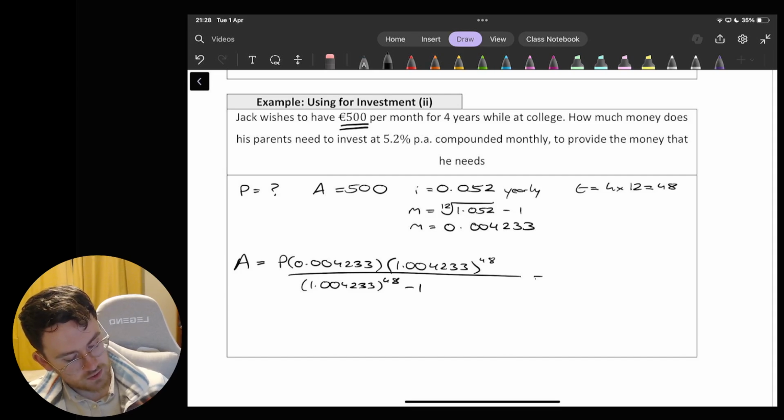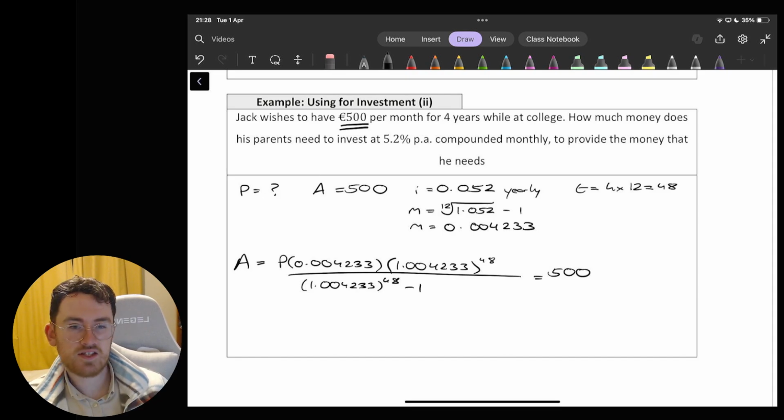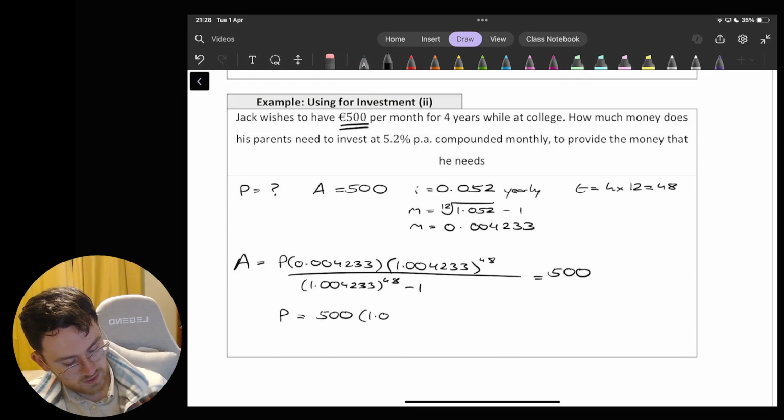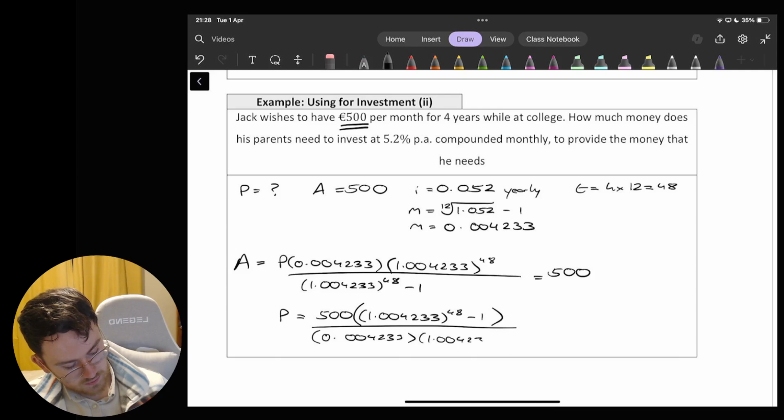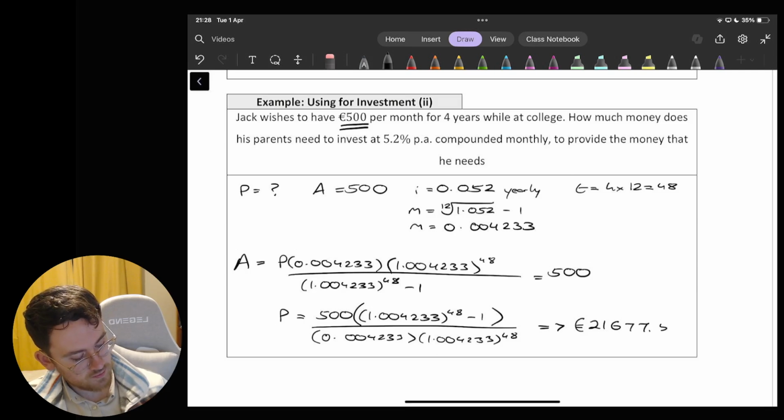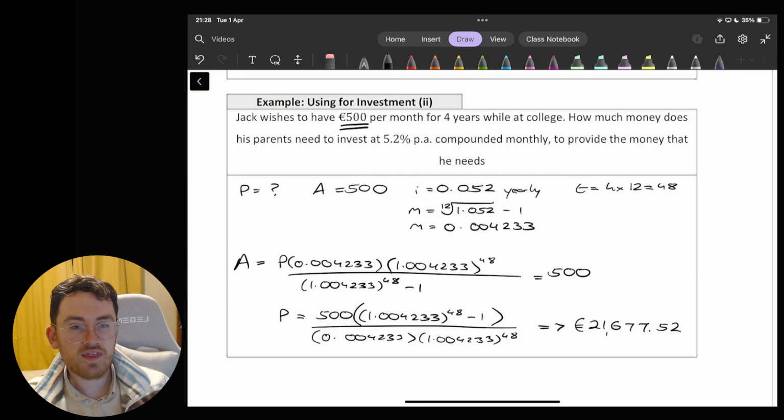And the overall goal here is that we know what the monthly repayment is. We know the answer is 500. So through a little bit of reworking here, before we fill it into the calculator, all over 0.004233, 1 minus 0.0423348, gives me an overall principal value of 21677.52. So they would need to have €21,677.52 to be able to provide €500 per month for those 4 years.